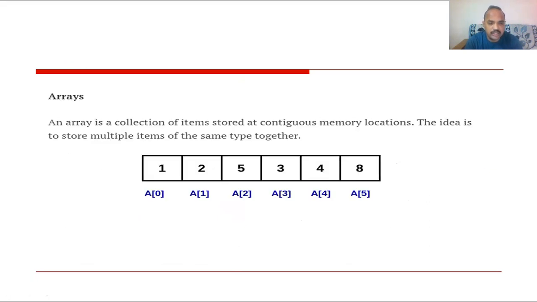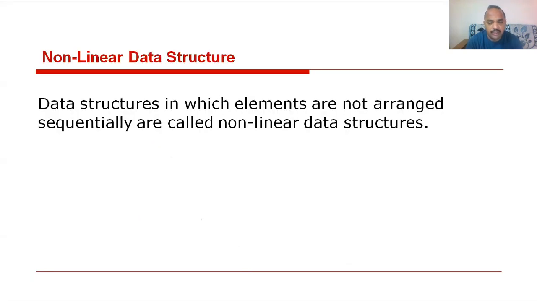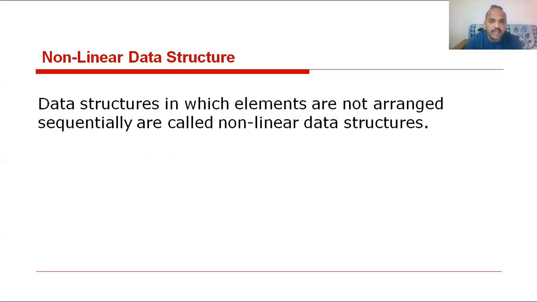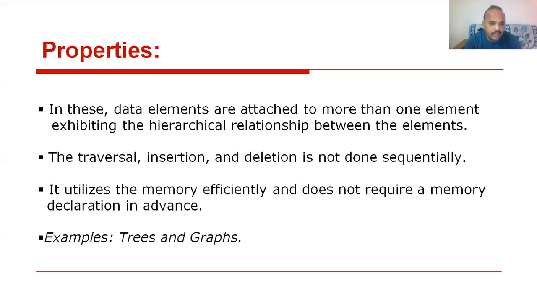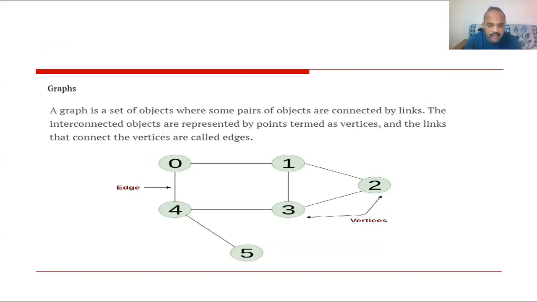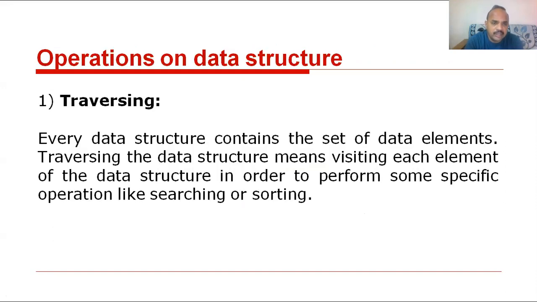Then linear data structures one by one: arrays, stacks, queues, linked lists. These were all already learned in the previous classes. Then non-linear data structures, in which elements are not arranged sequentially. Trees and graphs are examples of non-linear data structures. This is an example for a tree and this is an example for a graph. These are the differences between linear and non-linear data structures.